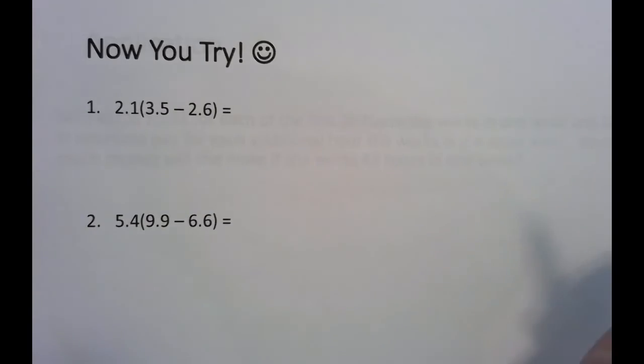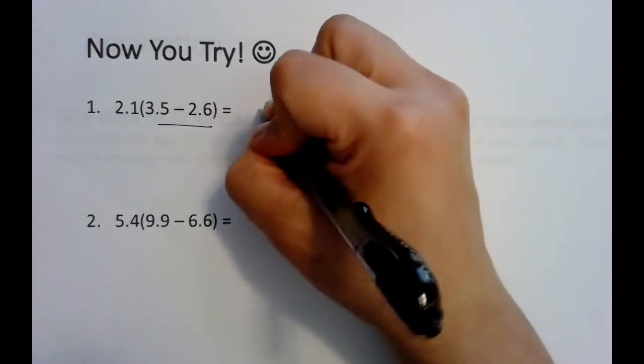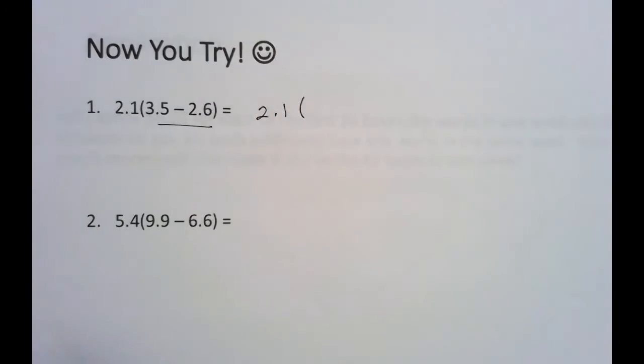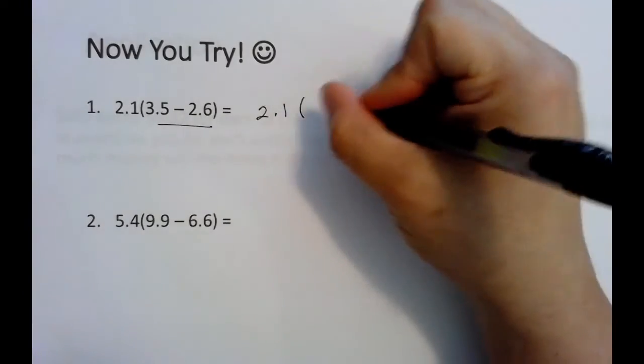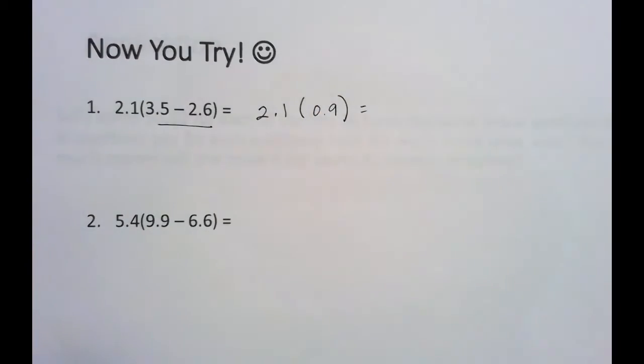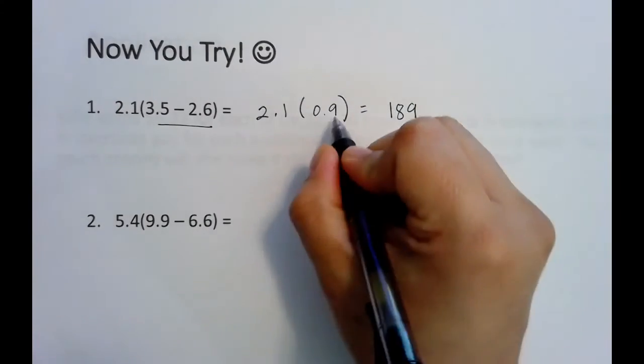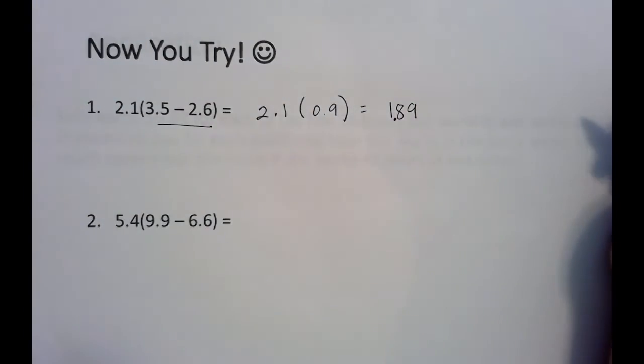So, okay. All right, so here we go. This is actually, we're going to do parentheses first. So, of course, we're going to subtract inside the parentheses. So, 3.5 minus 2.6 is actually 0.9. And if I multiply that by 2.1, okay, I'm going to get 189. And it has to have 2 decimals, so 1.89. Okay.